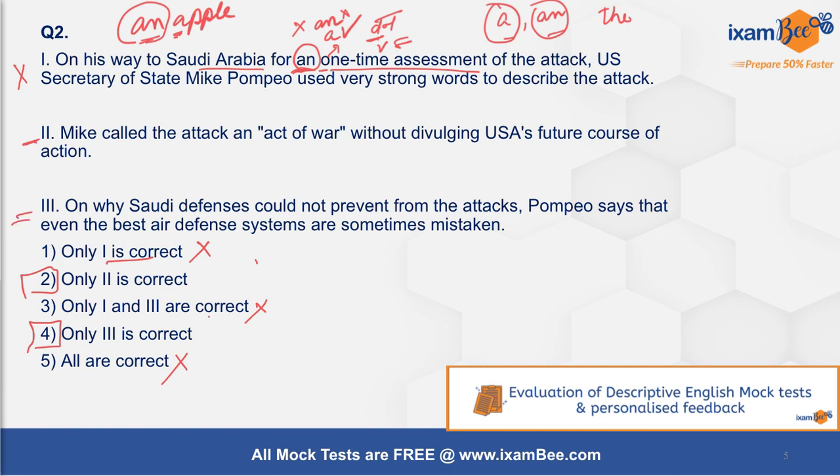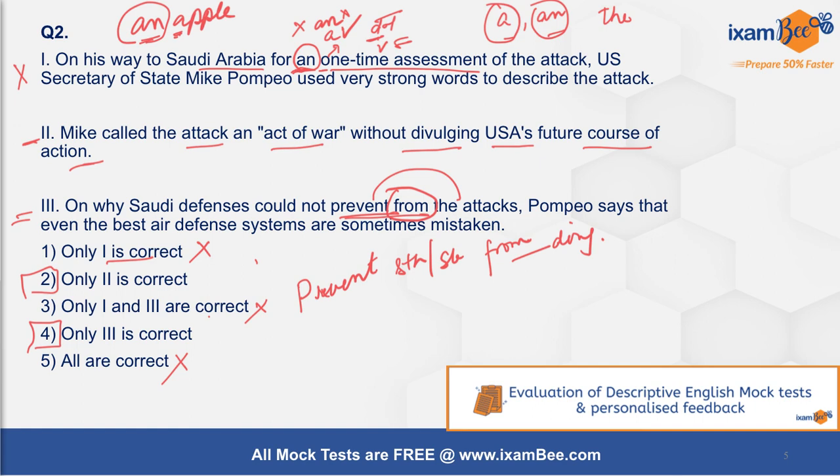Now, let us read 2. Mike called the attack an act of war without divulging USA's future course of action. So, it seems correct to me. Let us quickly see the third one. On why Saudi defenses could not prevent from the attacks. Prevent should always be prevent something or somebody from something, from doing something, right? So here it should be prevent the attacks. So here this "from" is not correct.